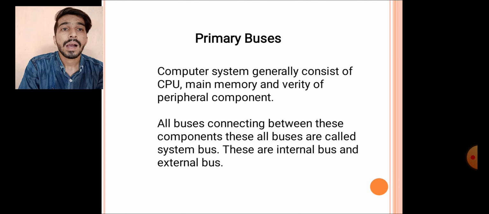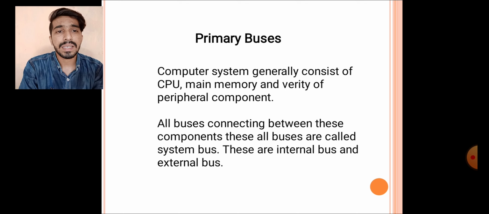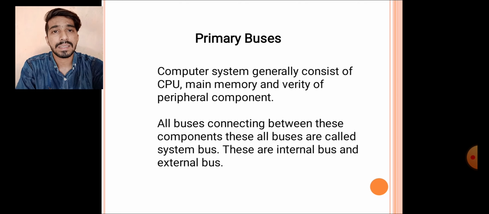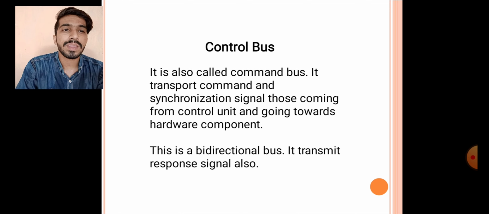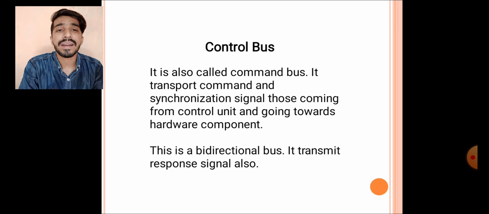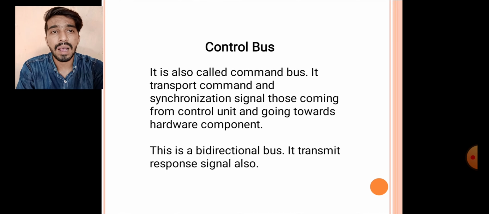Primary buses. A computer system generally consists of a CPU, main memory, and a variety of peripheral components. All the buses connecting these components are system buses. These are the internal bus and external bus. Here is the control bus. It is also called the command bus. It transports command and synchronization signals coming from the control unit and going towards hardware components. This is a bi-directional bus. It transfers response signals also.